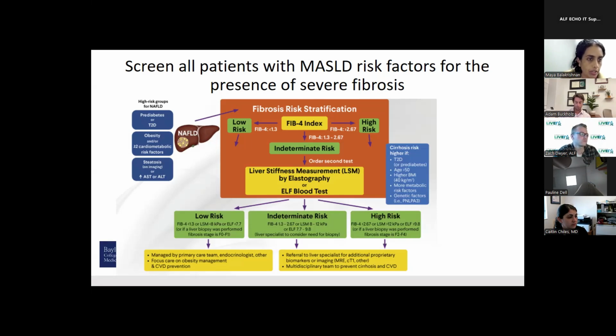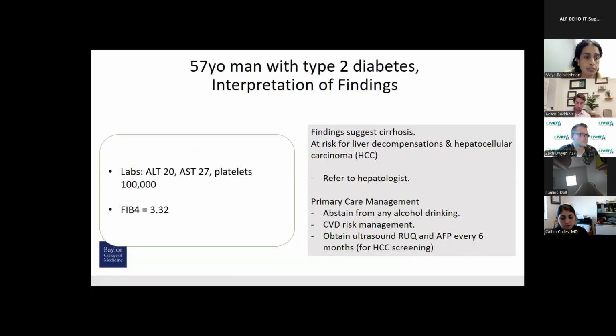This is a patient with type 2 diabetes, so you automatically run a FIB4 in this patient, and you go through this algorithm accordingly. So what happened to this patient? His FIB4 is 3.32. So he is high risk for potentially having severe fibrosis. And in fact, his findings suggest cirrhosis, especially given that low platelet count.